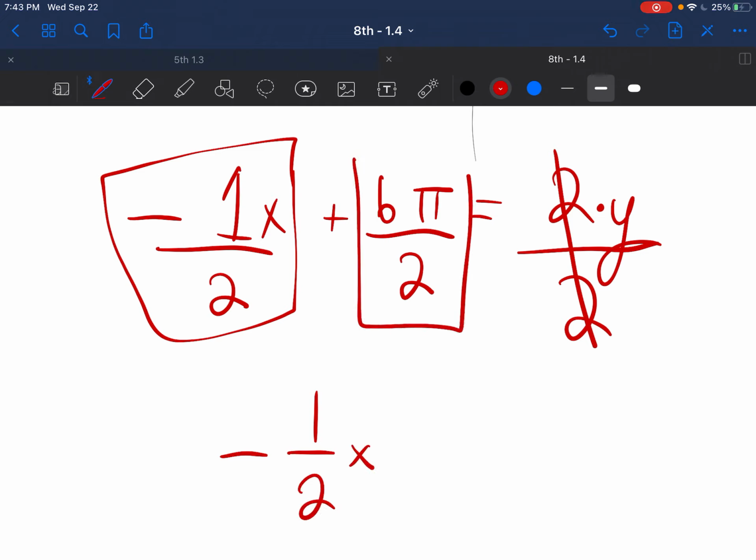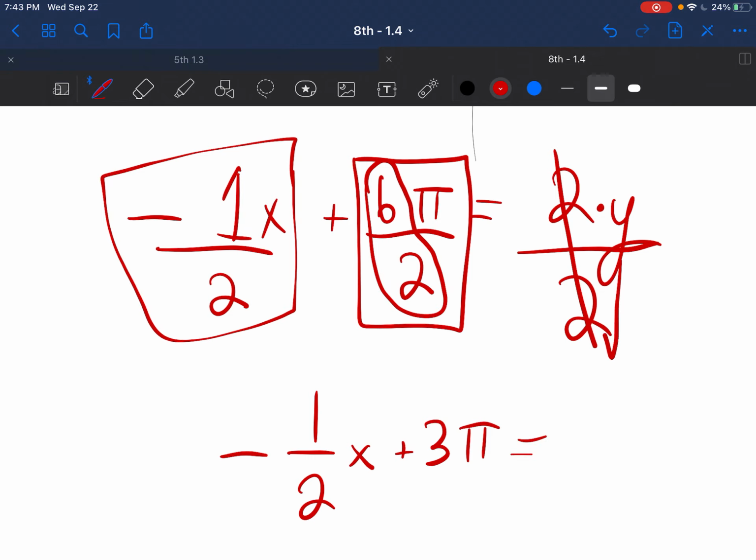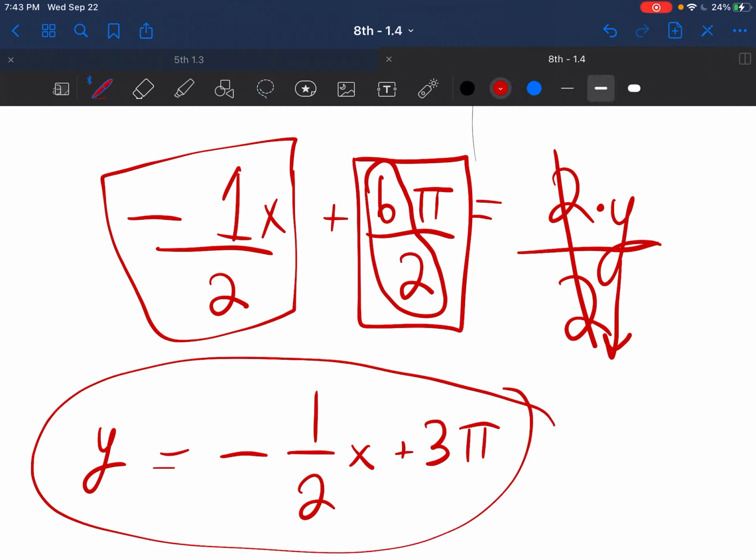But we can simplify here, ladies and gentlemen. I can actually simplify this. 6 divided by 2 gives you 3 pi, and then drop down the y. So you get y equals 1/2 x plus 3 pi. Also, ladies and gentlemen, if you wanted to, you can take this y and put it on this side, and you can move the equal sign. It's the same thing if you did it like this, okay? And this would be your answer.